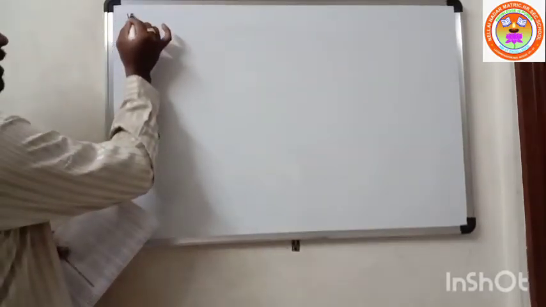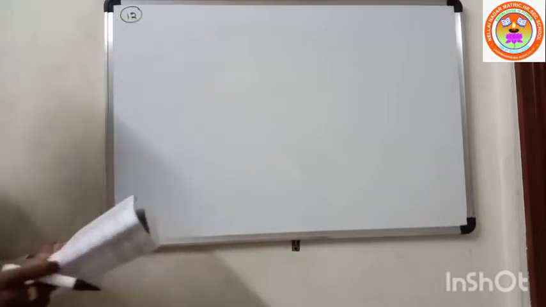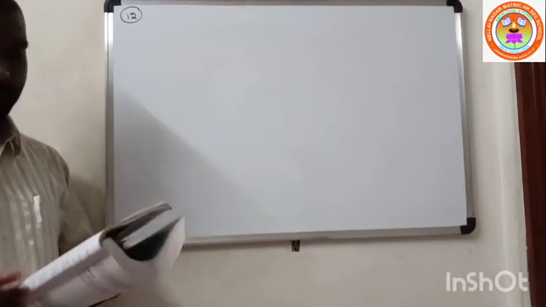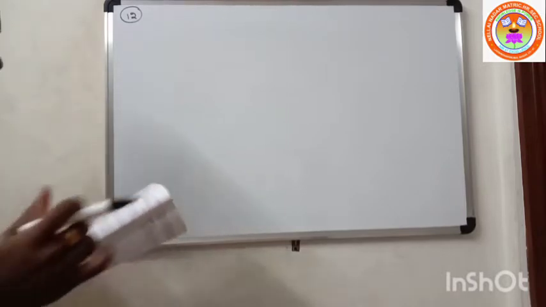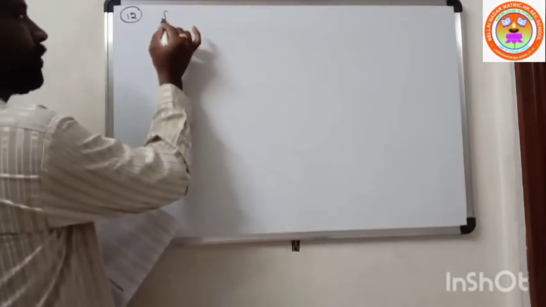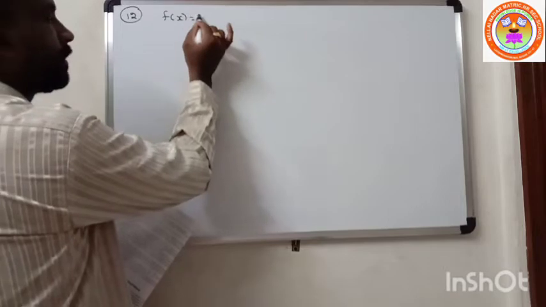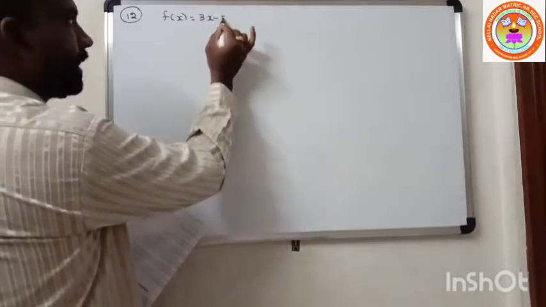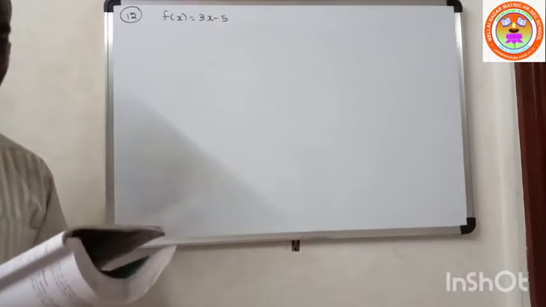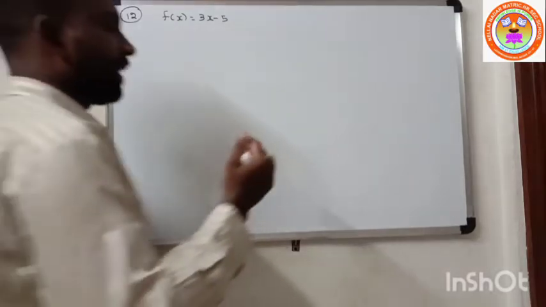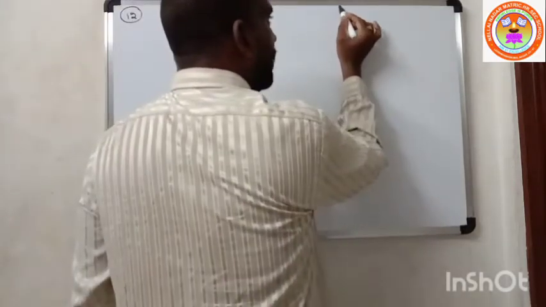I am going to question number 12. If f is a mapping from R to R, f of x equal to 3x minus 5. Prove that f is a bijection. Find its inverse. What is the meaning of the bijection?